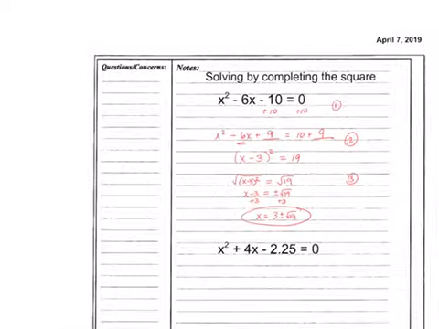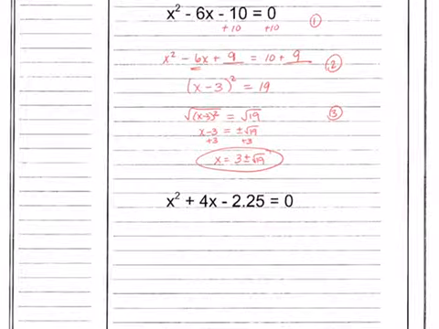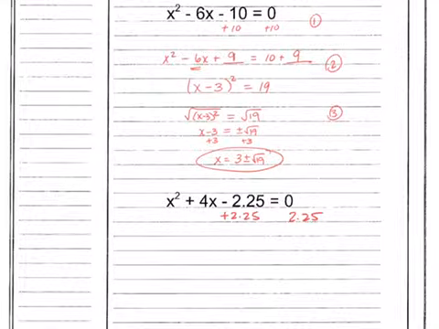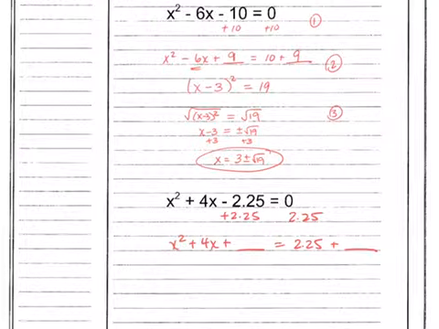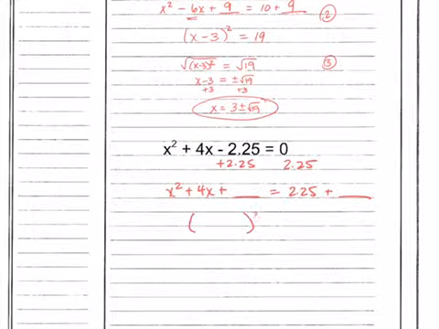One last example here. Don't be afraid of the decimal. It's okay. Our first step then is to move that constant term, 2.25, to the other side. Rewrite this, x squared plus 4x plus something equals 2.25 plus something. Figuring out that completing the square, half of the b value is 2, so this becomes x plus 2. 2 squared is 4. 4 goes into both of my blanks. Adding up on that right-hand side, 2.25 plus 4 is 6.25.